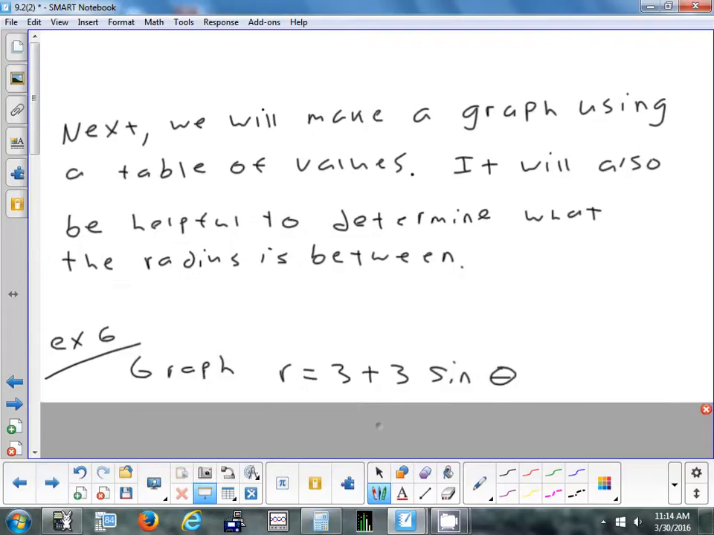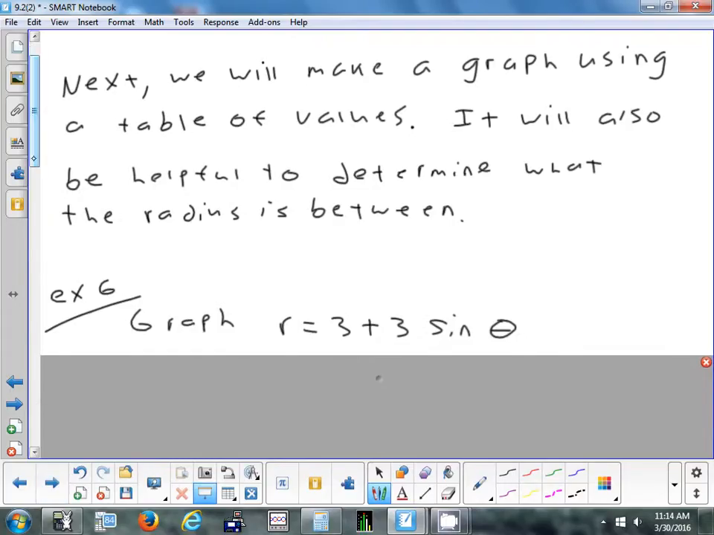So next function we're going to look at is this one, r equals 3 plus 3 sine theta. And we're going to try to make a table of values to graph it. Okay, this is a little tricky to visualize. And we're going to try to figure out what the radius is going to be in different parts of the graph.